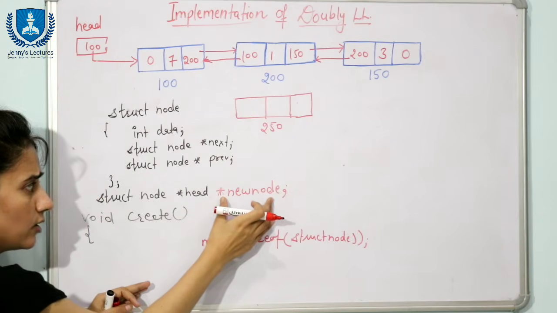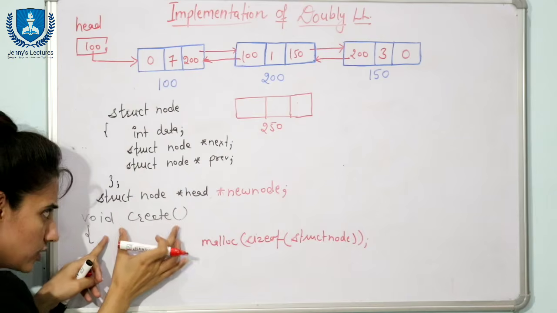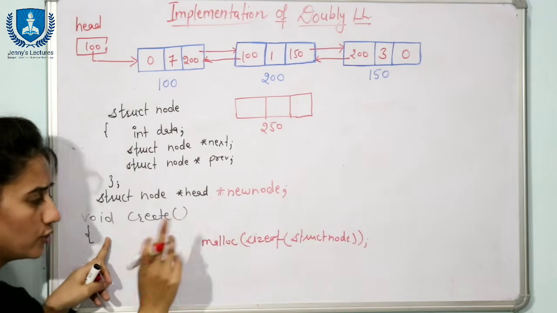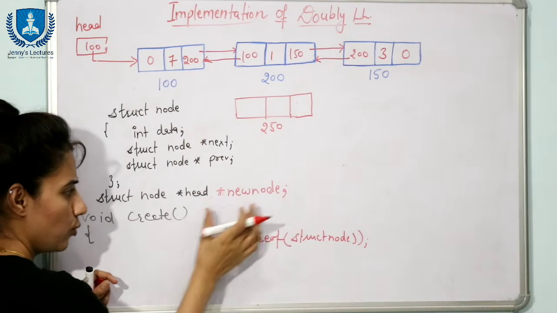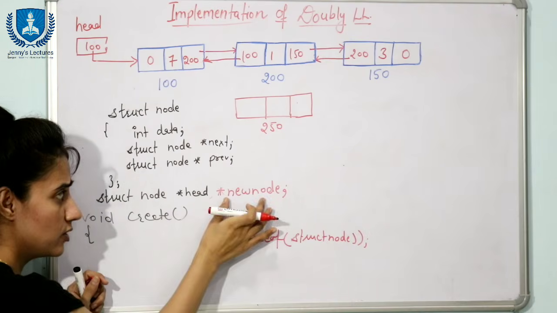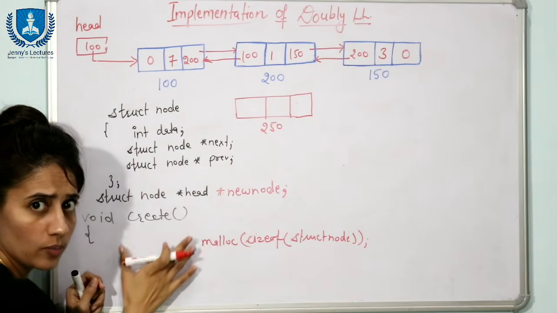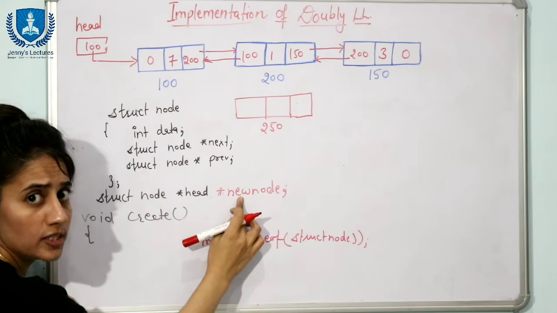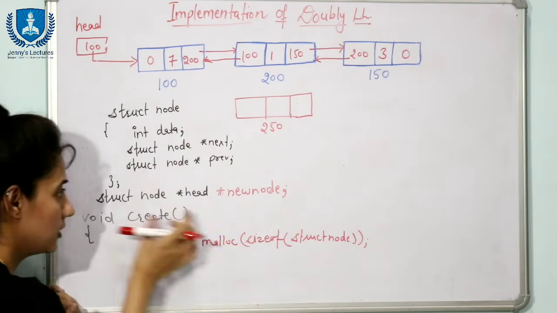See, if you don't declare it globally, then within this create function you can also declare it by writing struct node asterisk new node. If you are using this pointer only within this function, it is better to declare this new node pointer locally, not globally. Now malloc will return a void pointer, and this new node is a pointer to node because the type is struct node.